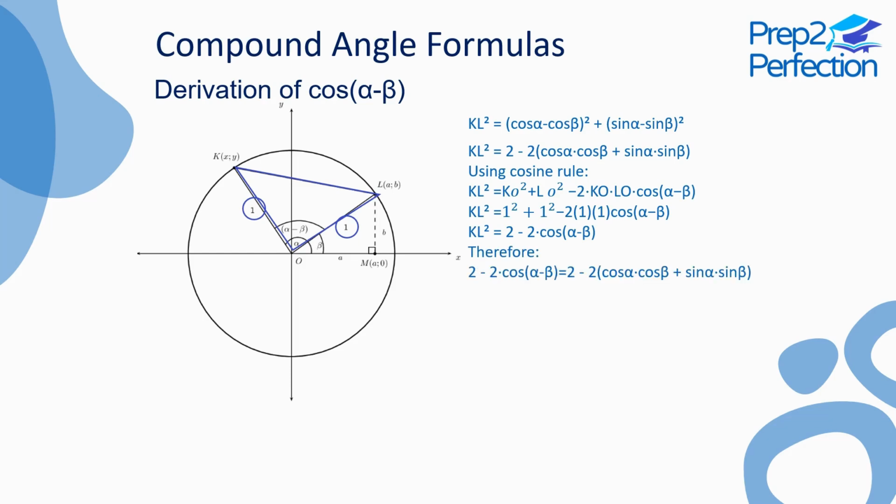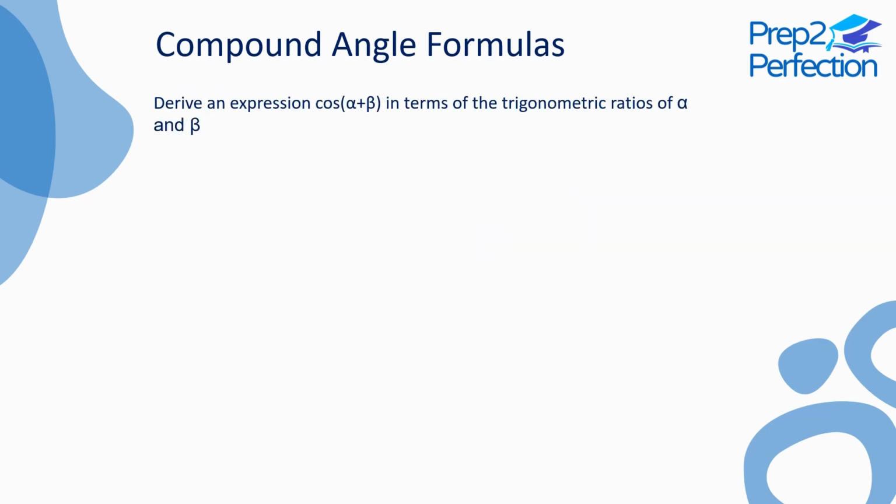Therefore, equating the two expressions for KL², we have 2 minus 2 times cos(A-B) equals 2 minus 2(cos A times cos B plus sin A times sin B). This will then give us cos(A-B) equals cos A times cos B plus sin A times sin B.